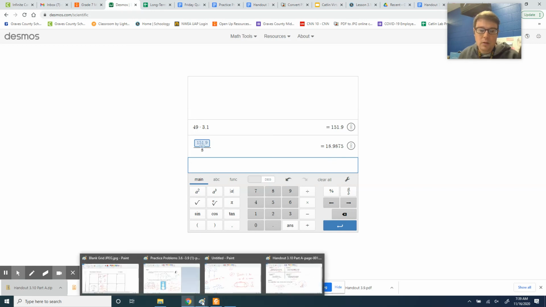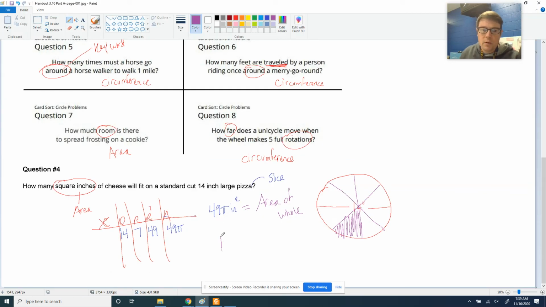So let's go back to our notes here. And so whenever we do 49 pi divided by 8, we get about 19 inches squared. And that's our answer for that problem. All right. So we found the area. We divided it by 8 because that's how many equal pieces are inside of that circle. And that is our guesstimation for how many square inches of cheese will fit on that slice of a large pizza. And that is our video for today.